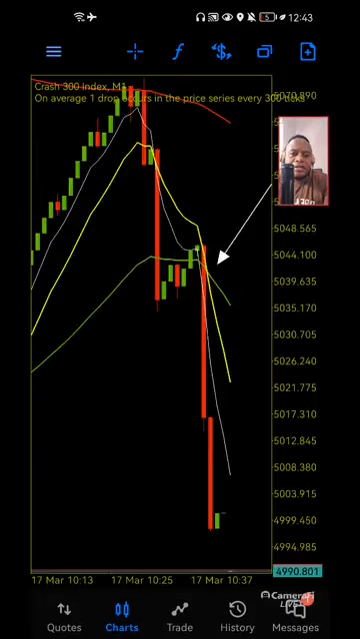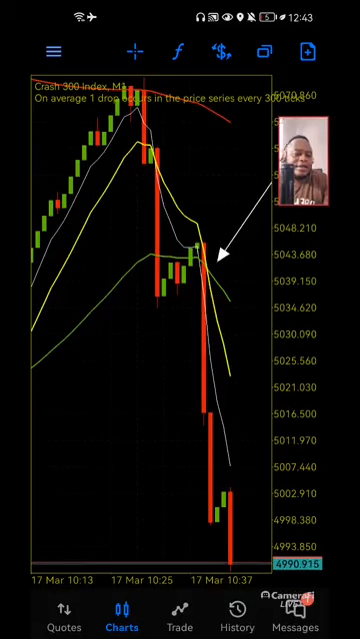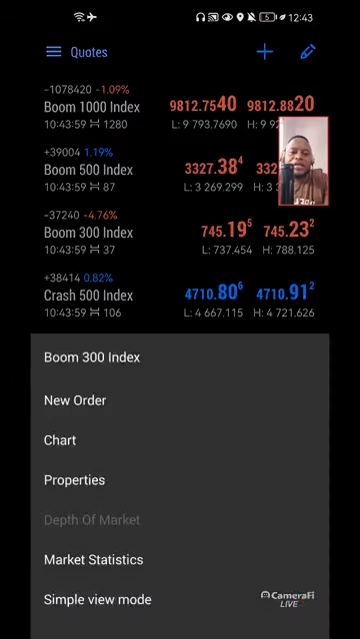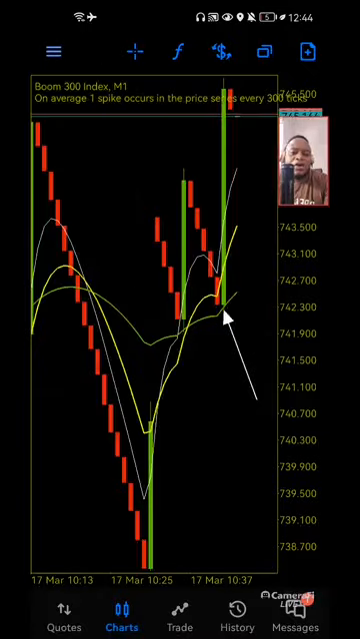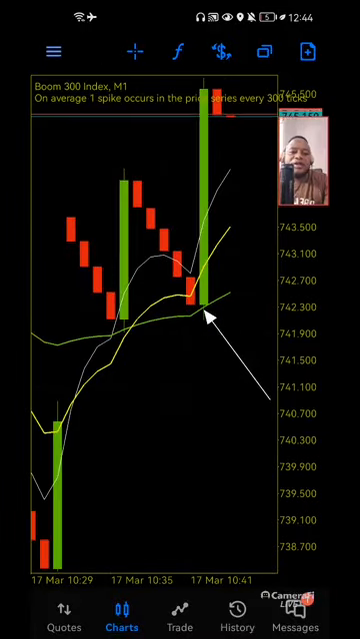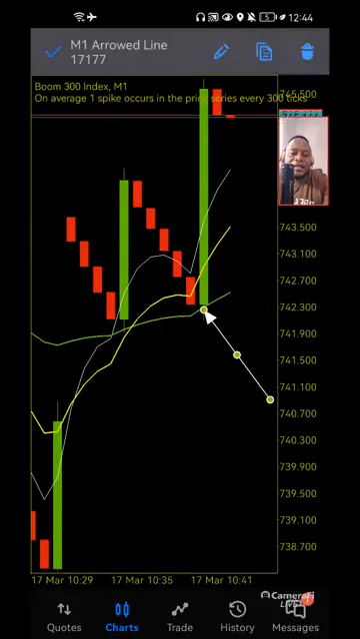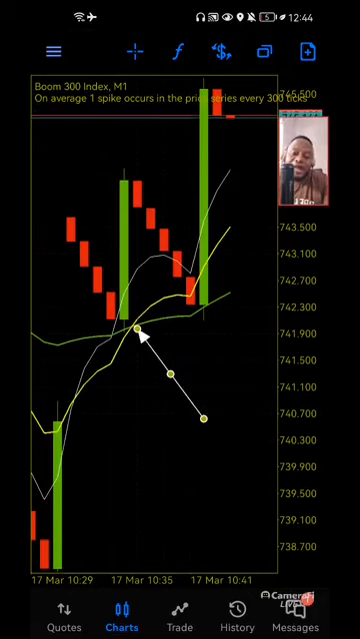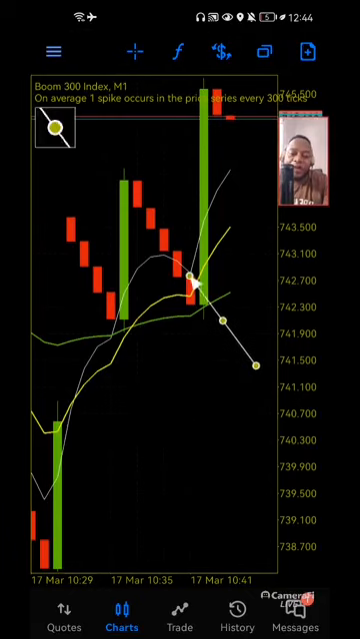Crash 300. Look, going down. Crash 300. Boom 300. As we spoke, it's going down. Like I said, this thing here is a signal, when it touches the yellow line, then you get your spike.